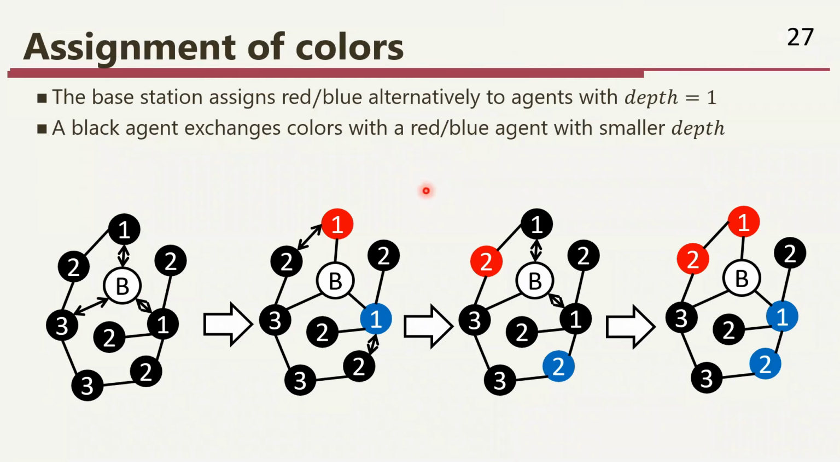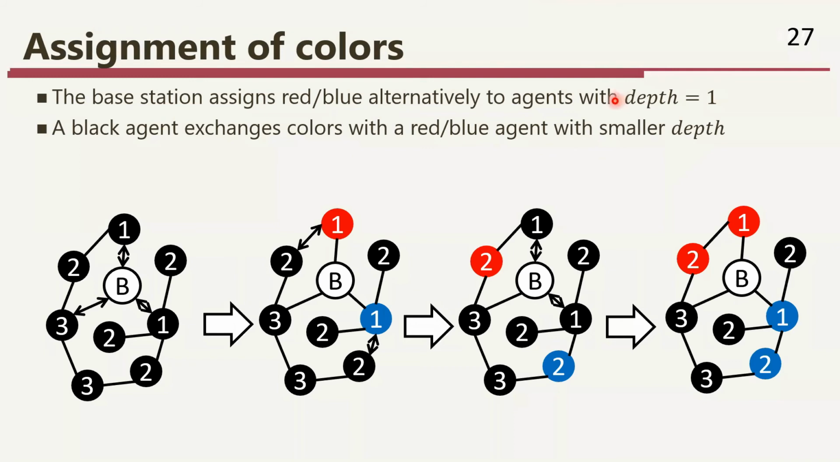After that, the black states are carried in the direction of the base station. Concretely, when a black agent interacts with a red or blue agent with smaller depth, they exchange their color. For example, when a black agent with depth equal to 2 interacts with a red agent with depth equal to 1, they exchange their color.